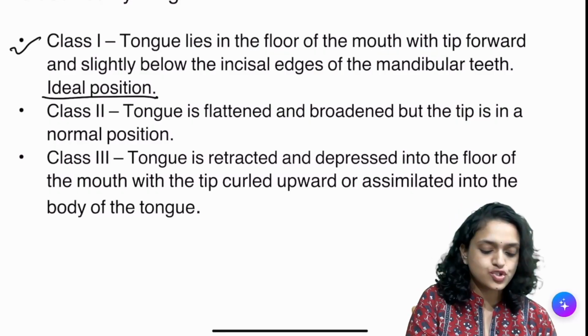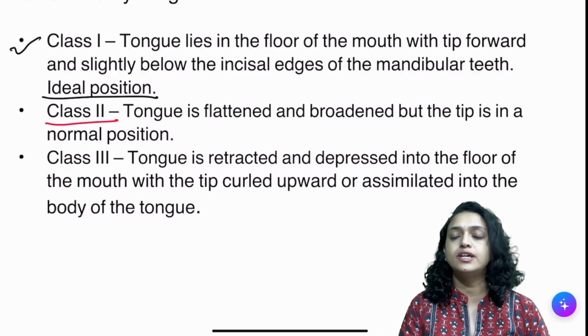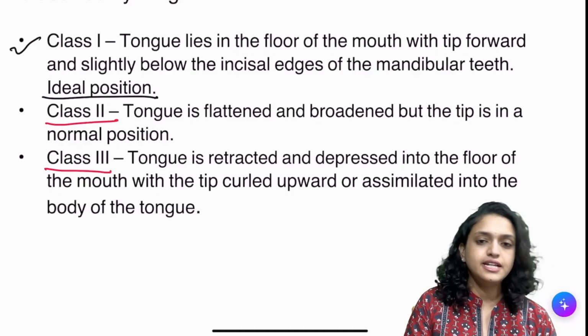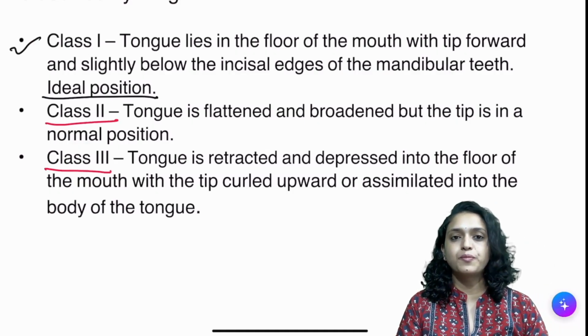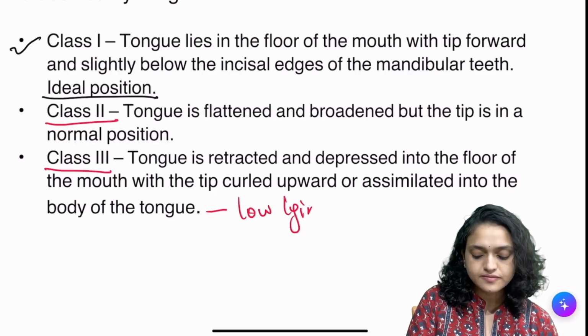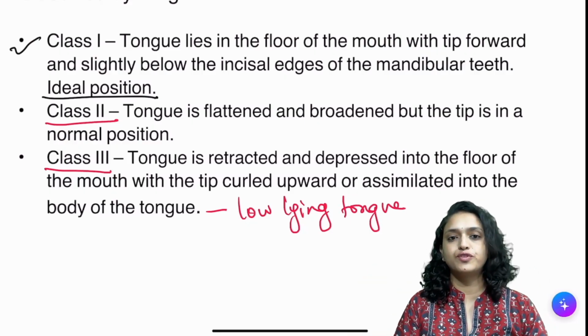Next is class 2. In class 2, the tongue is flattened and broadened, but the tip of the tongue is in normal position, which is slightly below the incisal edges of the mandibular teeth. Then there is class 3 tongue position. The class 3 tongue position is also called a low-lying tongue. The tongue lies at the floor of the mouth, depressed, and the tip is assimilated into the body of the tongue.